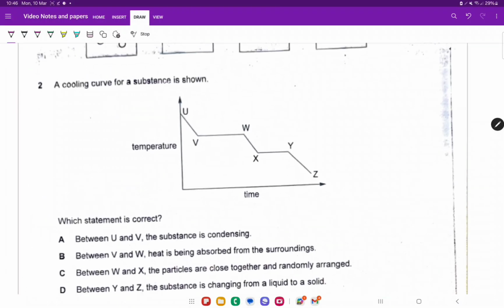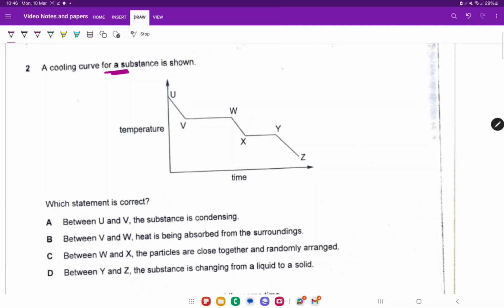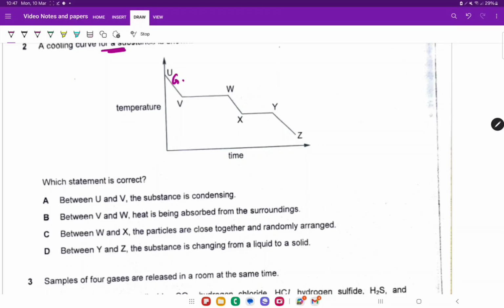The cooling curve of a substance is shown in question number 2. They are showing a cooling curve in which there are various markings U, V, W, X, Y, Z. In this cooling curve we can see temperature is decreasing as time is increasing. So U is the state in which the gas is there. In V the gas is converting to liquid. Then in W it is a liquid state, and in X the liquid is converting into a solid.